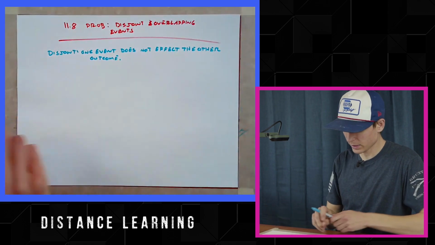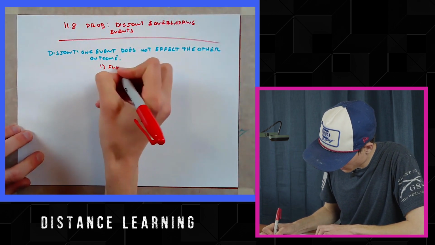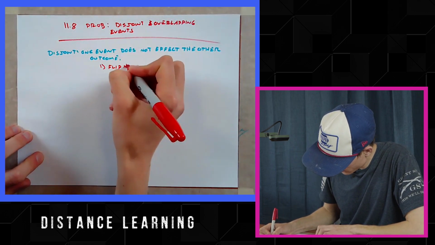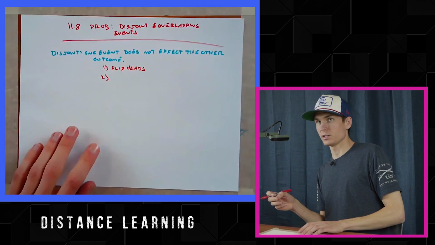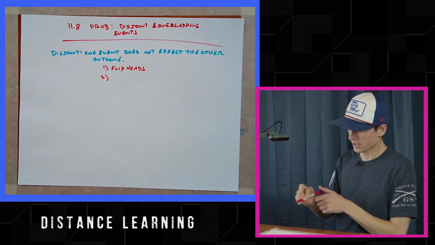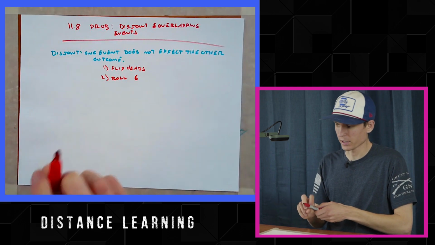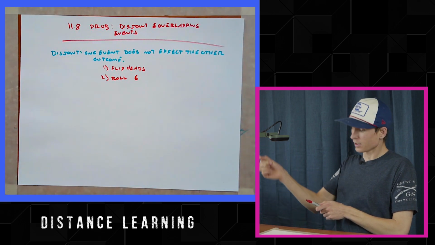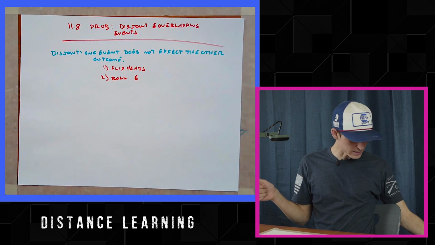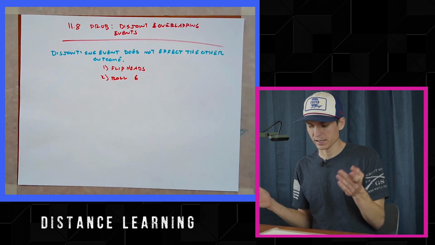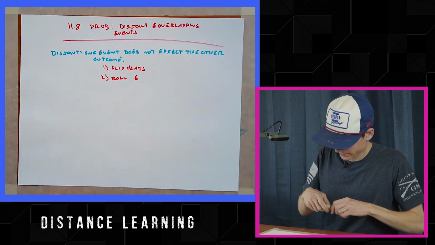So for example, if I flip a coin and I want heads, and then I roll a 6 on a die. I flip a coin, was it heads, and then I also roll a die and get a 6, okay? Me getting heads does not affect if I roll a 6, right?